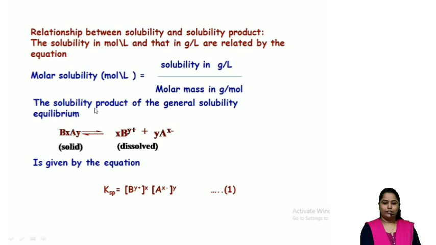If we consider the solubility product of a general solubility equilibrium, here we consider a salt BxAy. It is in equilibrium with its ions, xBy+ and yAx-. For this general solubility equilibrium, the solubility product expression is given as Ksp is equal to [By+]^x into [Ax-]^y. It is the general expression for solubility product.